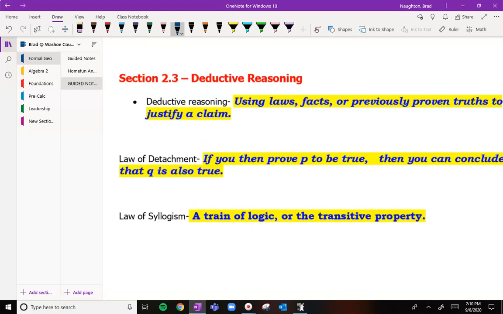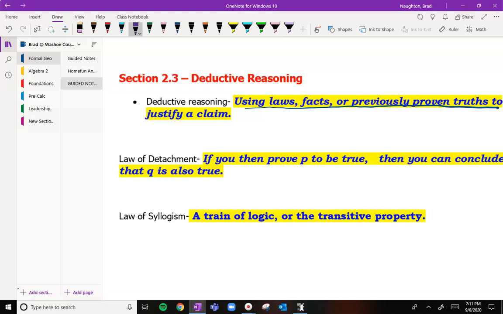So, deductive reasoning is using laws, facts, and previously proven truths to justify a claim. Okay? So all of this is basically using information that someone else has already said is true. Like in a court of law, they use a lot of laws. Those are already ones we can use, or other court decisions. Those are used as well.